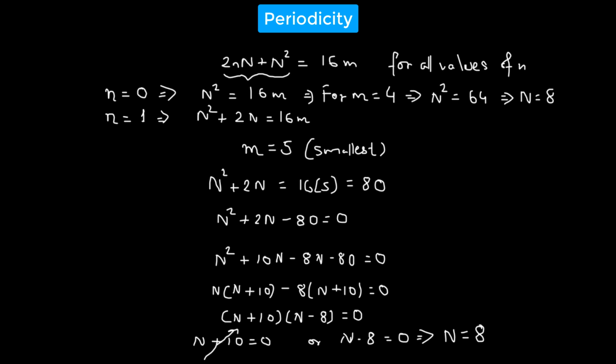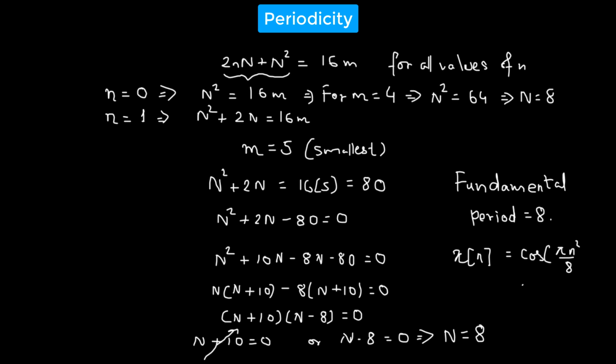So in both cases we are getting the fundamental period equal to 8. Since we are able to calculate its fundamental period, that means the discrete time signal x of n given by cosine of pi n squared over 8 is a periodic signal.